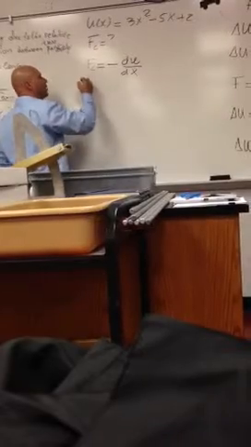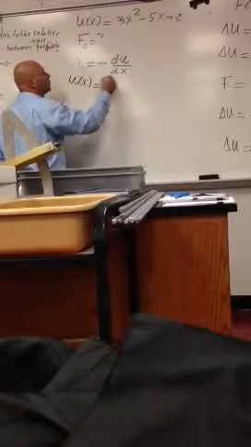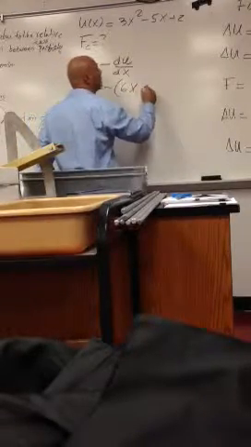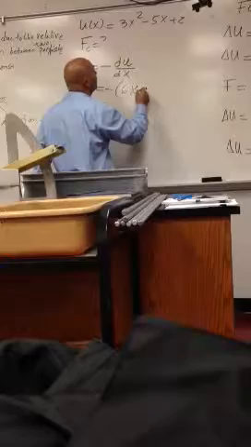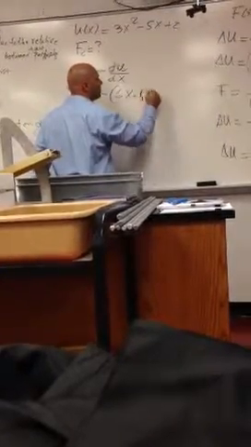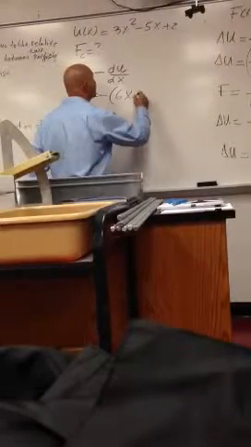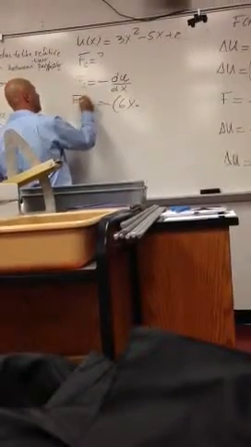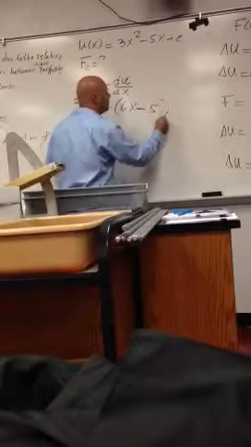Okay, so what do we do here? We derive. So what will be the force associated with this potential energy? It will be negative 6x plus, or negative 5. That's it. This will be given in newtons. Actually, this is F. F is equal to negative 6x minus 5.